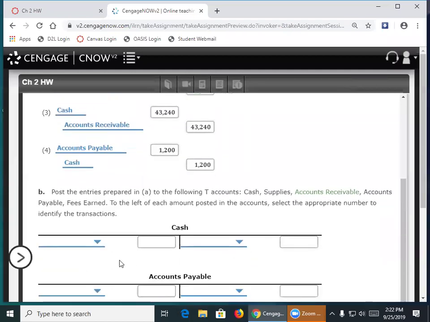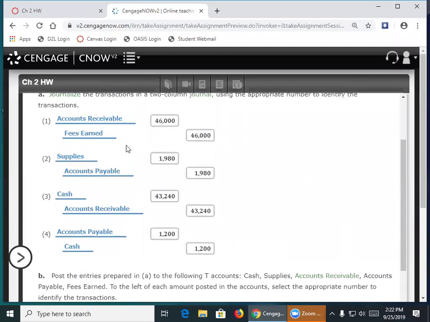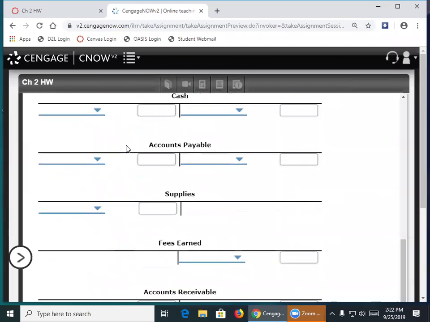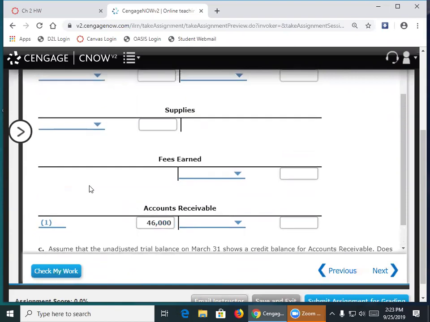Then it just tells you, putting them in the little T accounts. So like for number 1, we had a debit to accounts receivable. Well, I would just scroll down. I don't know why these are out of order, but I would actually show that debit to accounts receivable. I like it when they list them in chart of account order, which is how it should be. But okay, when we're posting to T accounts, you're always just putting the transaction number, and then I put that debit to accounts receivable, and that was a credit to fees earned.